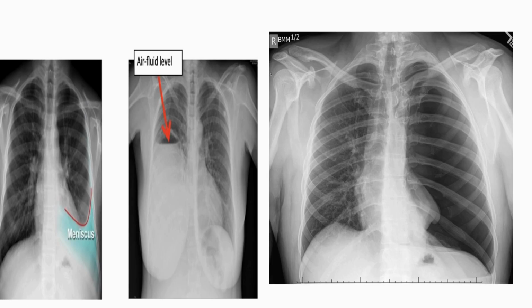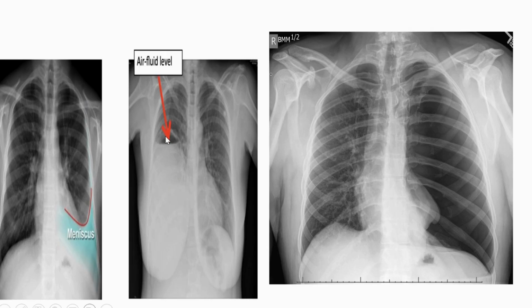Now we have to differentiate pleural effusion from hydropneumothorax, and hydropneumothorax from pneumothorax. What we see in effusion is radio-opacity with meniscus sign. This is due to the fluid accumulation within the pleural space, called pleural effusion. If there is a collection of air and fluid or blood, it cannot be differentiated by X-ray.